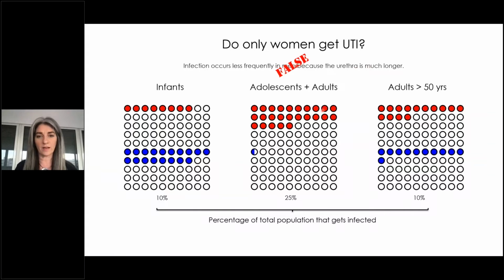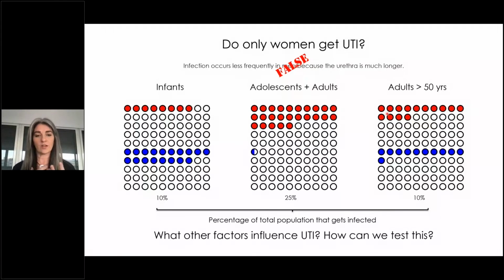And one of the things that I think is really important here, and the reason that I stamp this statement as false, is that we do know, for instance, that the urethra doesn't change between adult men and men over the age of 50. What that suggests to us is that there are other factors that influence susceptibility to urinary tract infection, and probably also our response to urinary tract infection.